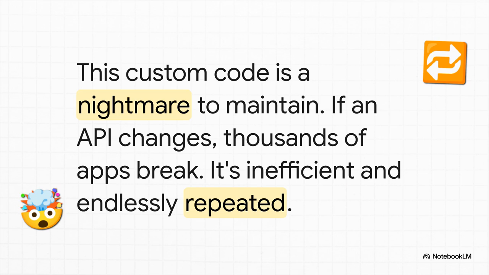And this, folks, is where it becomes a total nightmare. Because it's not just one developer writing this stuff. It's every single developer reinventing the wheel, writing their own version of this glue code for their own app. It's a massive waste of time. But even worse, this code is incredibly brittle. Think about it. If Yahoo Finance decides to update its API tomorrow, boom, potentially thousands of AI apps that depend on it just break. And every single one has to be patched by hand.